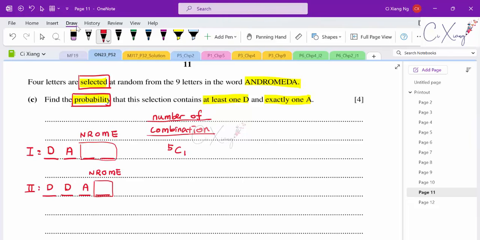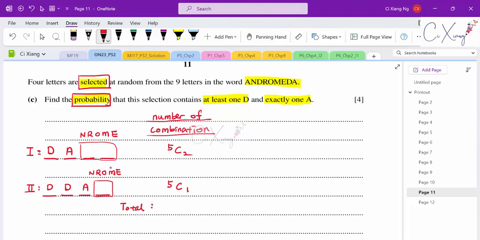Oh sorry, I think I made a careless mistake here. This one should be 5C2, right? Because you have two spaces. So from the 5 letters, you want to select 2. Then this one, you have 1 space, right? To fill in the 1 space here, you select 1 letter from the 5 letters mentioned above. Therefore, the number of combinations should be 5C1.